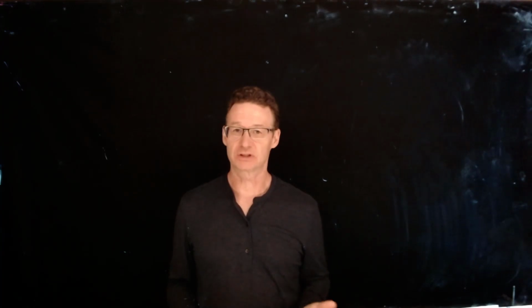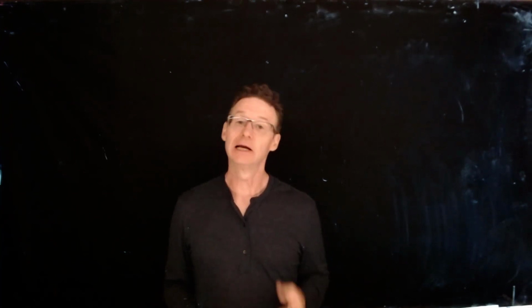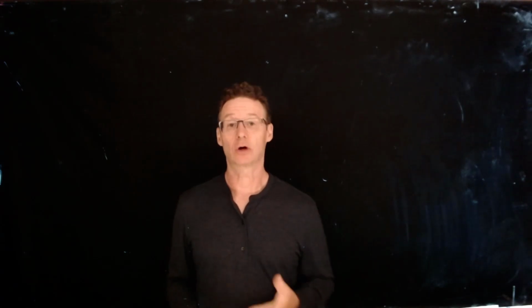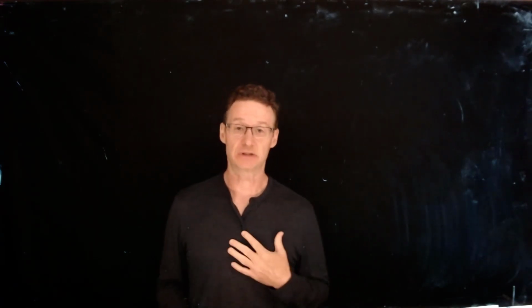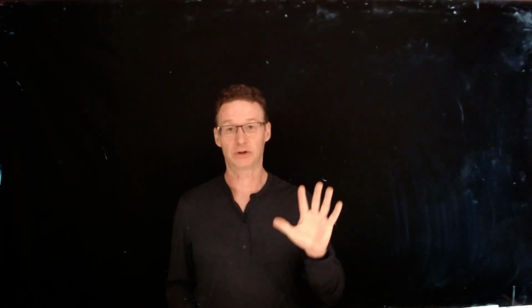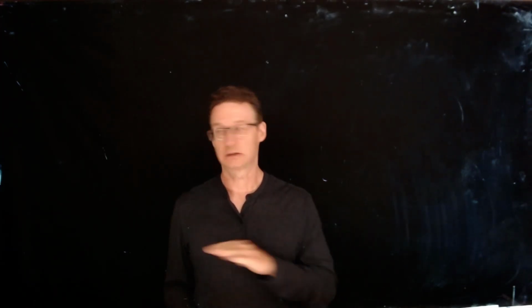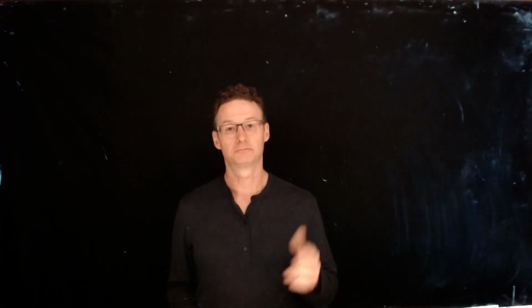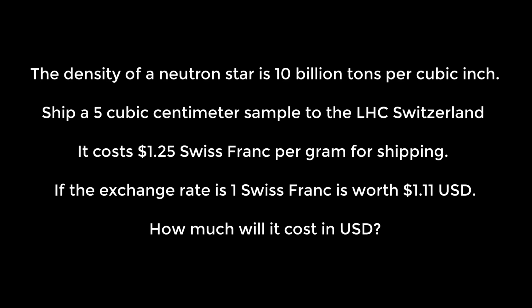All right, so this is the last one. I'm going to throw a whole bunch of stuff in here, and I'm not embarrassed to say I'm going to be checking my note card for this one just to make sure I keep track of all the steps myself. I'm first going to start by putting the problem up here for you to read because it's pretty detailed, so here we go. If the density of a neutron star is 10 billion tons per cubic inch, and we need to ship a 5 cubic centimeter sample to the Large Hadron Collider in Switzerland, it costs 1.25 Swiss francs per gram for shipping. How much will it cost in US dollars if the exchange rate is 1 Swiss franc for 1.11 US dollars?